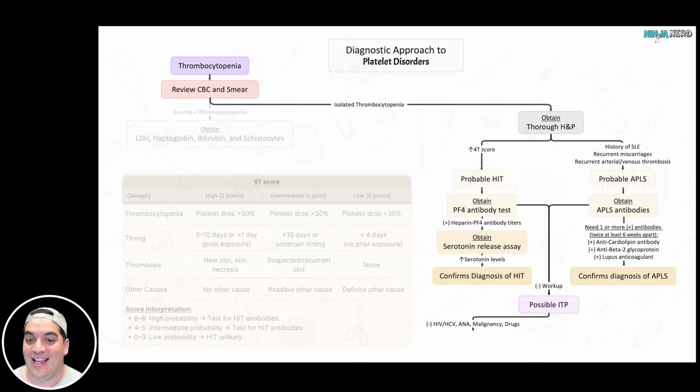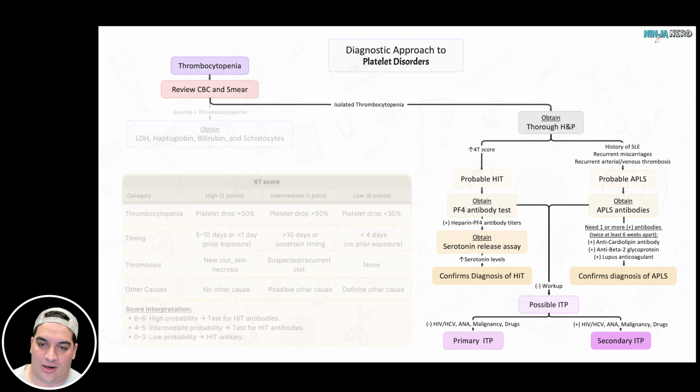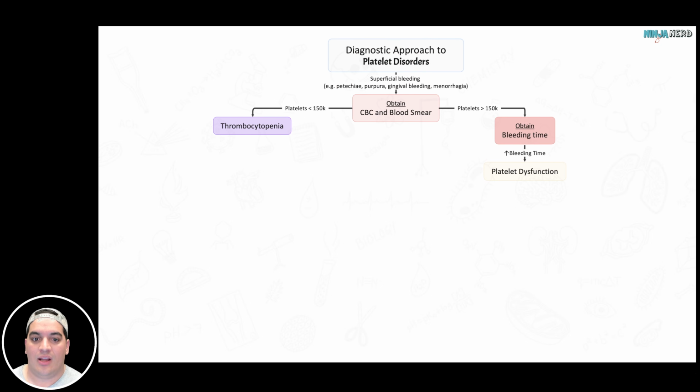of ITP. Do they have an infection? Do they have malignancy? Do they have lupus? Do they have drug exposure? And if you can potentially rule every single one of those out, then it can be primary ITP. If you can't, then it's secondary ITP. All right. Now, that's covering the thrombocytopenia arm.